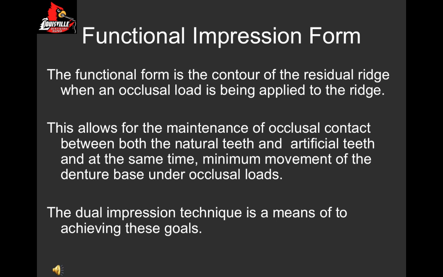The functional impression form is the contour of the residual ridge when an occlusal load is being applied to the ridge during the impression. The partial denture constructed on the functional impression cast allows for the maintenance of occlusal contact between the natural teeth and the artificial teeth during function, and at the same time allows for minimal movement of the denture base under occlusal loads. The dual impression technique is a means of achieving these goals.